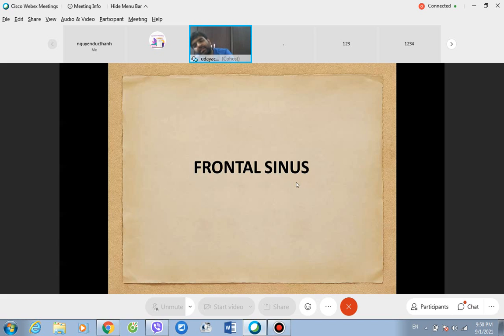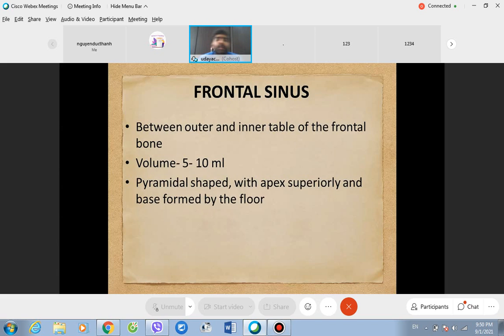Coming to the last sinus, this is the frontal sinus. The frontal sinus is located between the outer and inner table of the frontal bone. The volume is around 5 to 10 ml. It is pyramidal shaped, whereas the maxillary sinus is pyramidal shaped with its base medially. This pyramid is a normal pyramid with its apex superiorly and base formed by the floor.